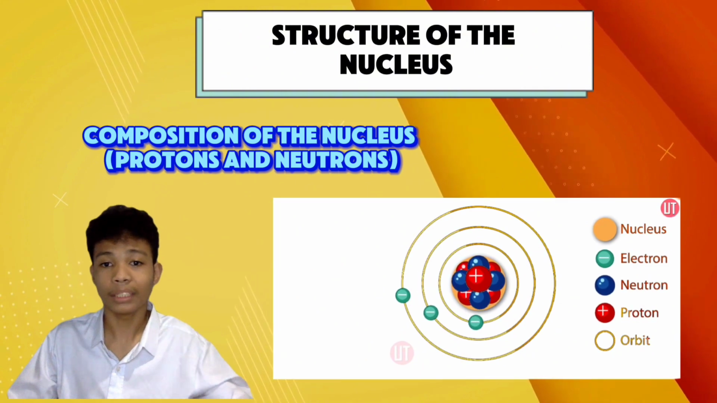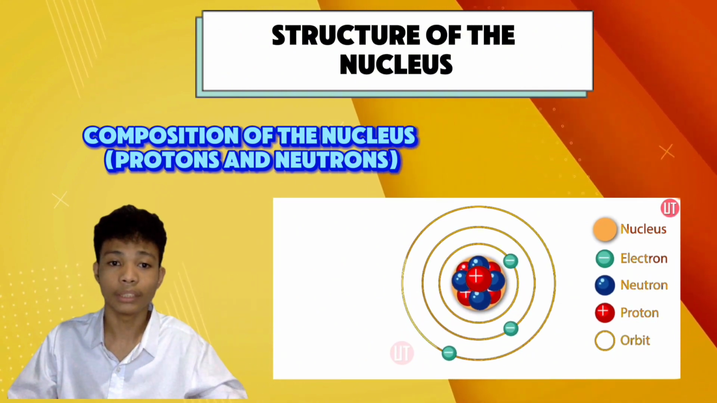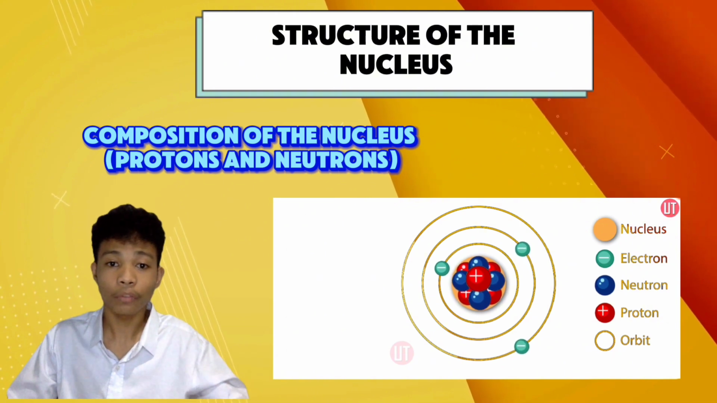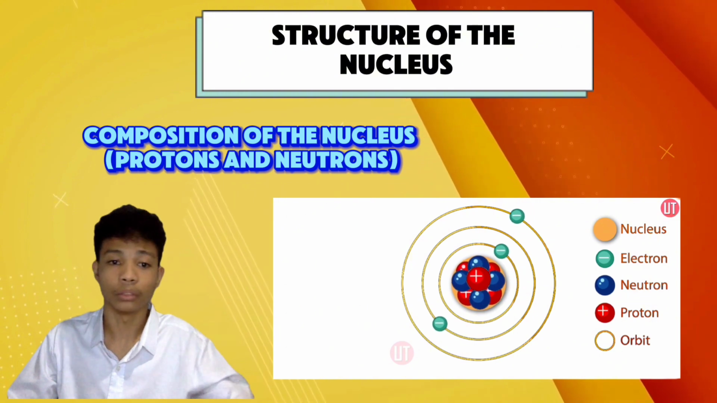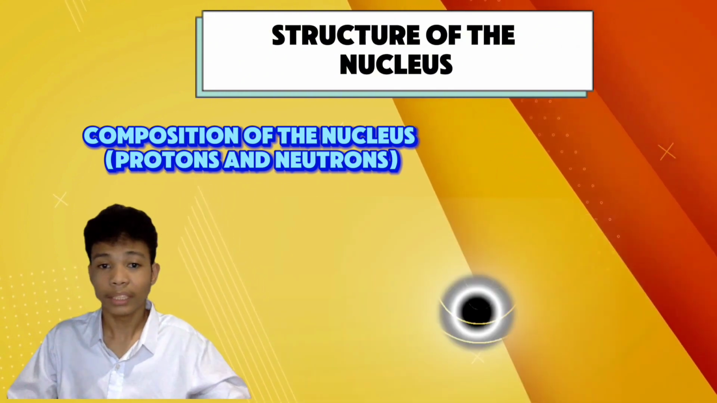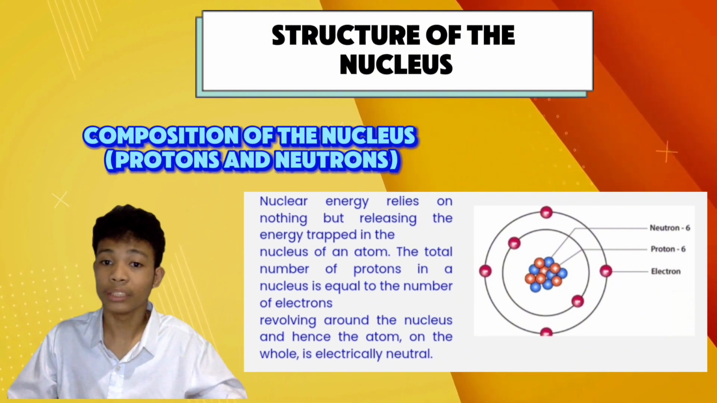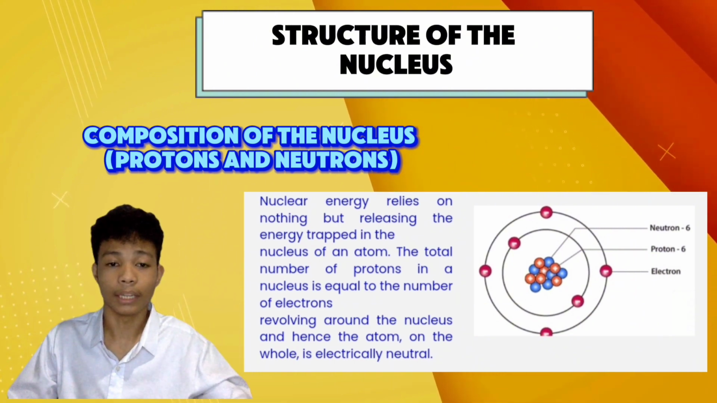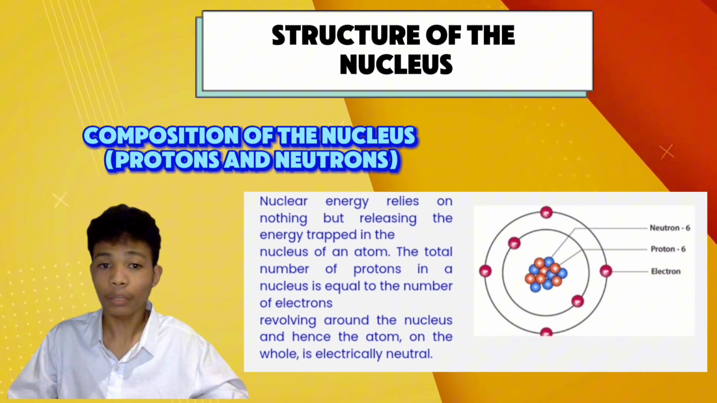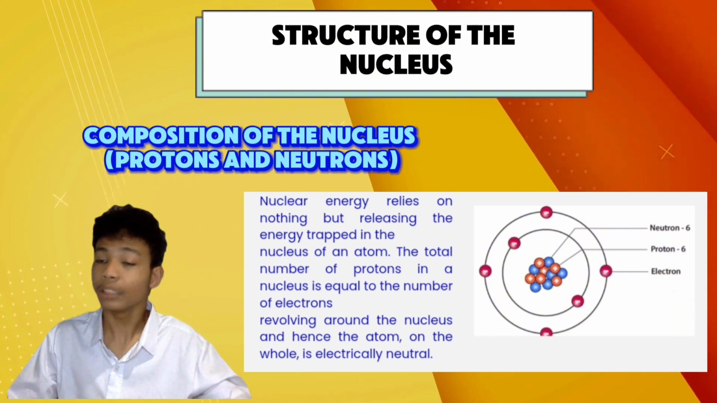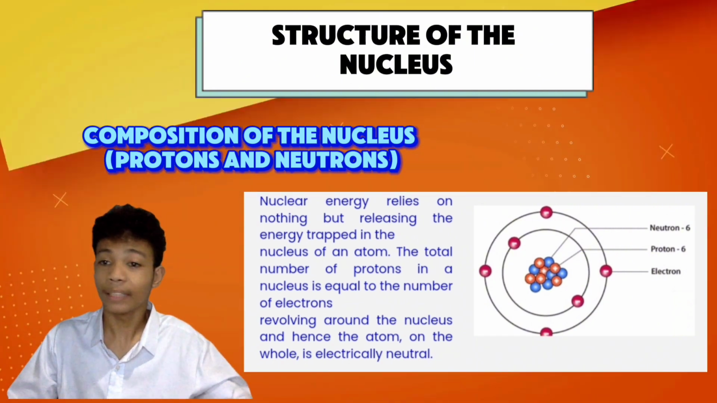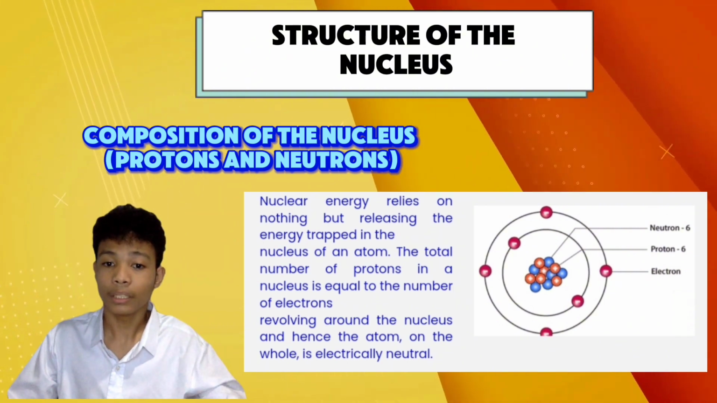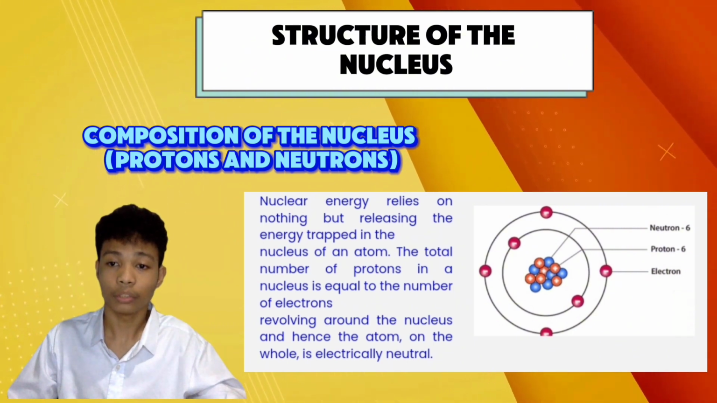The protons are in such close vicinity to each other inside the tiny nucleus, and therefore the electrostatic forces of repulsion also act inside the nucleus. Nuclear energy relies on nothing but releasing the energy trapped in the nucleus of an atom. The total number of protons in a nucleus is equal to the number of electrons revolving around the nucleus, and hence the atom, on the whole, is electrically neutral.